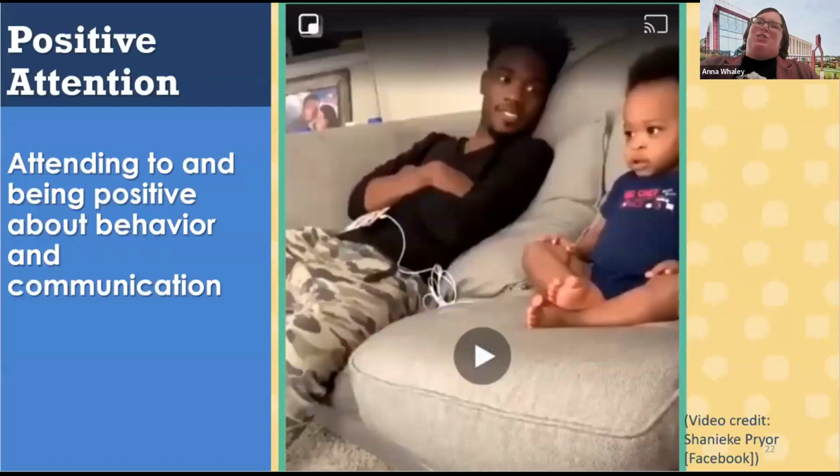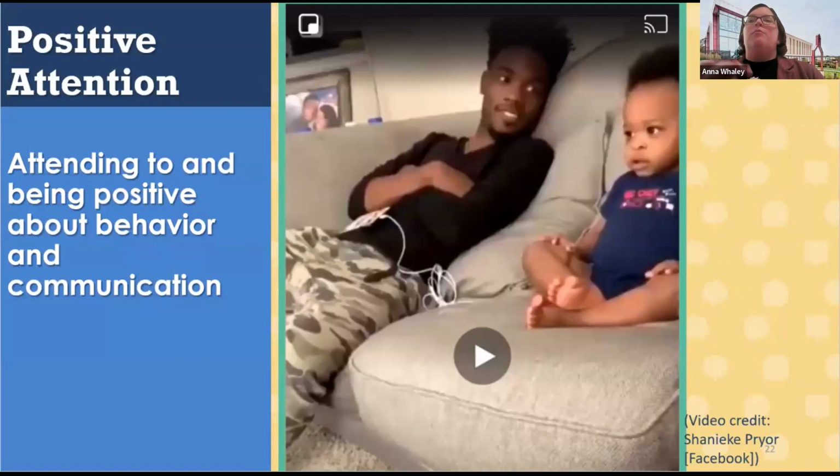I have two more strategies to talk about. The next strategy is positive attention. I think we also refer to this as providing positive attention and praise. So providing positive attention and praise when children attempt to communicate encourages future communication and talk, right? So it's a natural reinforcer, a reward for attempting to communicate.